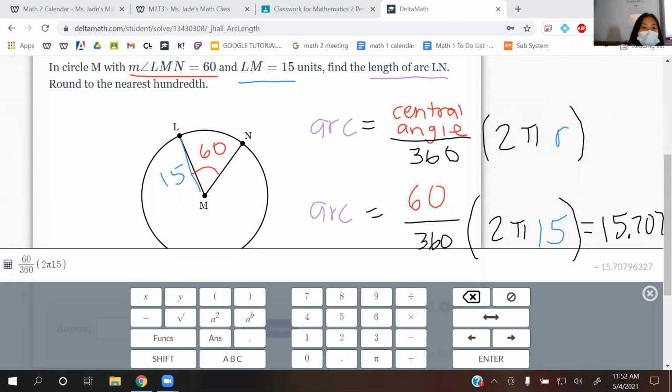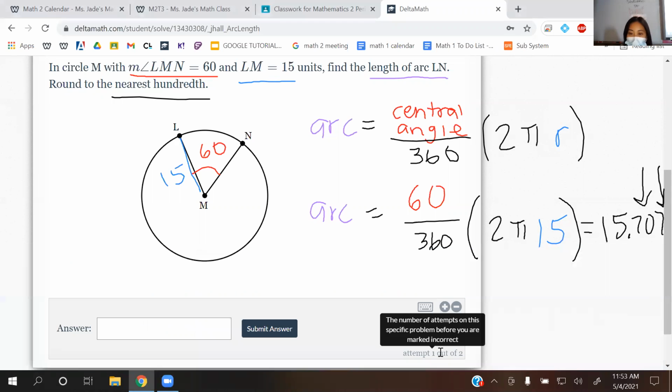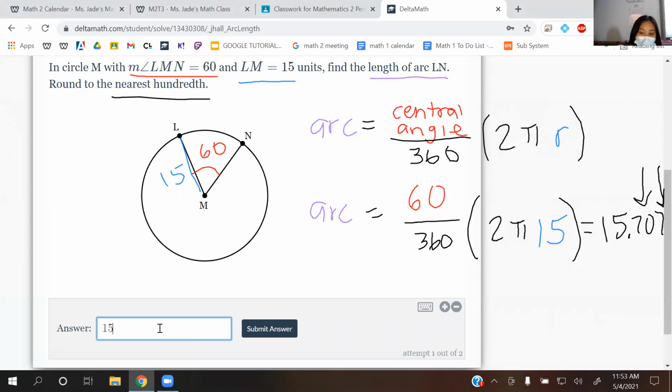Okay, so we want it to the nearest hundredth. That's 2 decimal places. So we're looking at the 0 and we're seeing, do we want to keep it or change it based on that 7. So that 7 is a big number. Remember, big's 5, 6, 7, 8, 9. Small is 0, 1, 2, 3, 4. So 7 is a big number. Therefore, that 0 gets rounded up to a 1. So our final answer is 15.71.